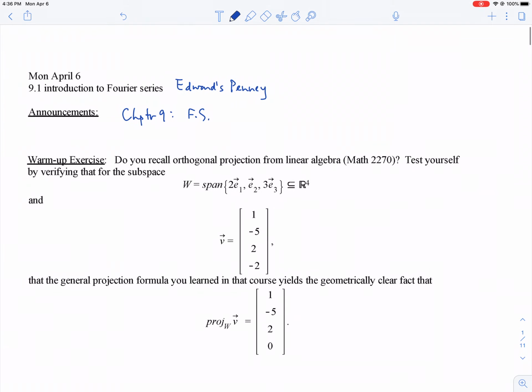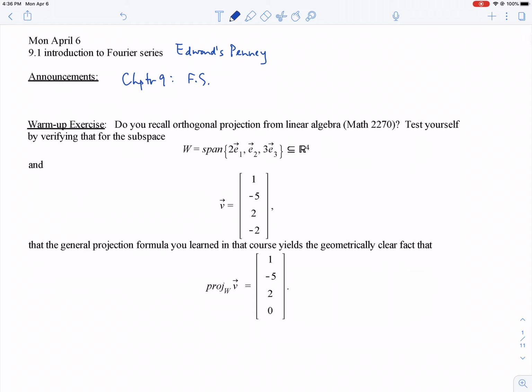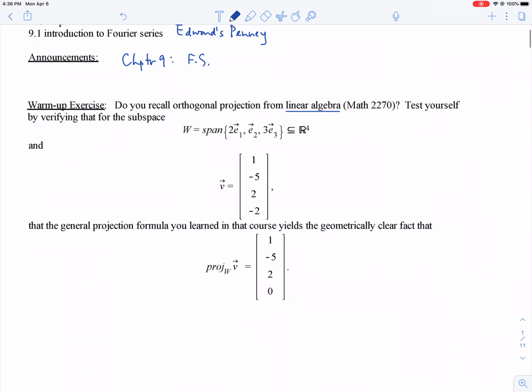Okay, so for a warm-up exercise, I want you to think back to your linear algebra course when you talked about orthogonality and orthogonal projection onto subspaces of Rn. And to see if you remember that stuff well, here is the warm-up exercise. So consider the subspace of R4, which is spanned by the standard basis vectors 1, 0, 0, 0, 0, 1, 0, 0, and 0, 0, 1, 0.